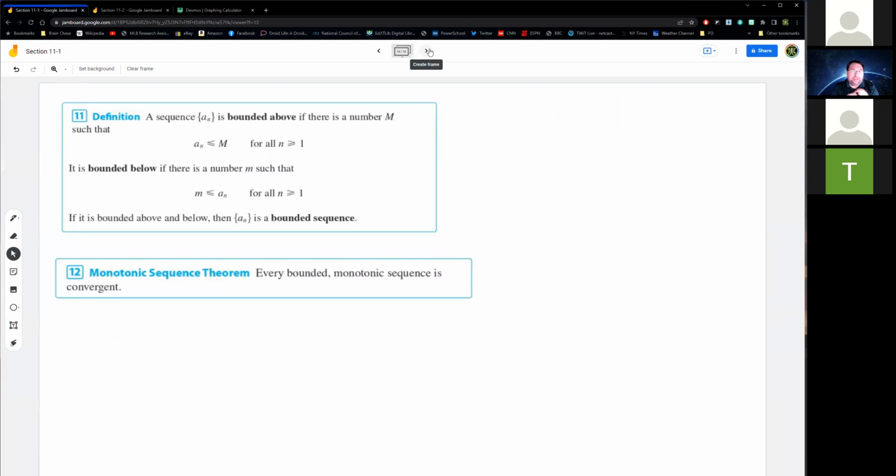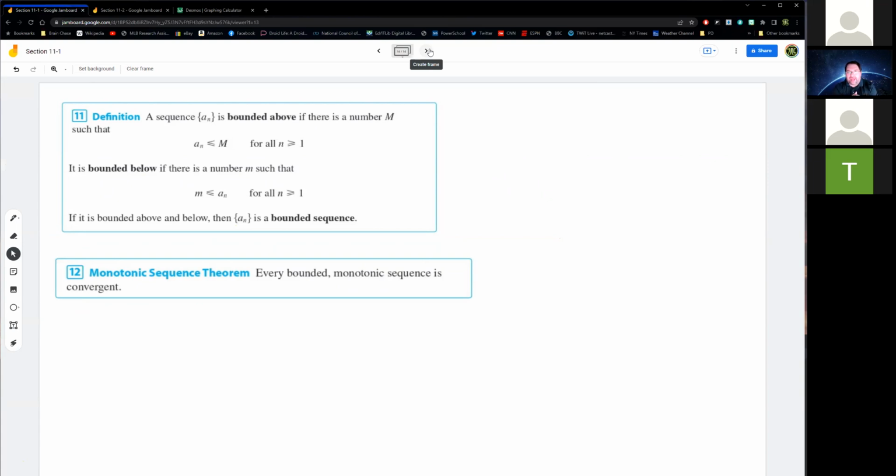If it's monotonic and it's bounded, it always is convergent. So as long as the sequence only goes in one direction, either increases or decreases, and it's bounded, which means there's a value that it never goes higher than or lower than, it is known as a bounded sequence. And if it's bounded and monotonic, then it's convergent. So that gives me the ability to start looking at those things.